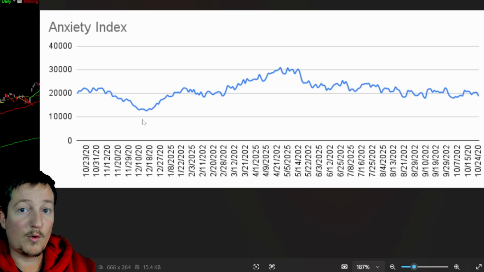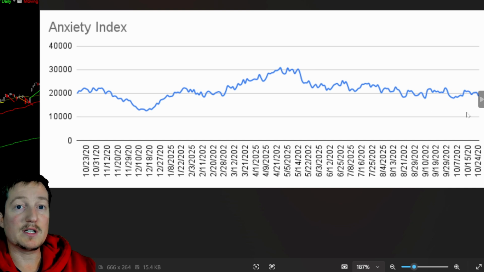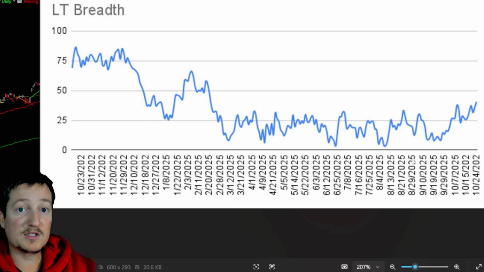And of course, over in January and December, like we were talking before, when the anxiety index got to 15K, that's not really the best opportunity long term because then it went down right after that. So we're kind of hanging out here below 20K, so it's moving in that less opportunity zone. Okay.